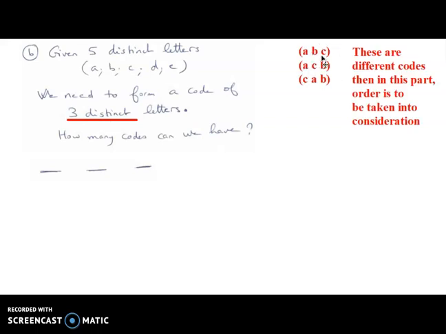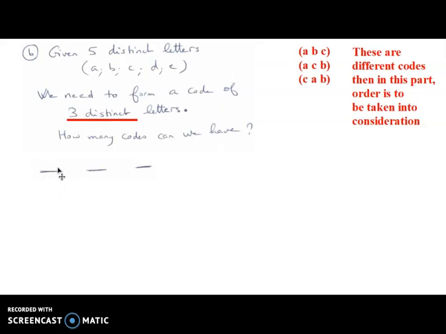Is the code ABC the same as the code ACB or as CAB? No, for sure they are not the same codes. Therefore, these codes are different. Then in this part, order is important. Order is to be taken into consideration. In the first, A is the first. However, here A is the second. So order is important. Then, as we said, we want to choose 3 out of the 5.